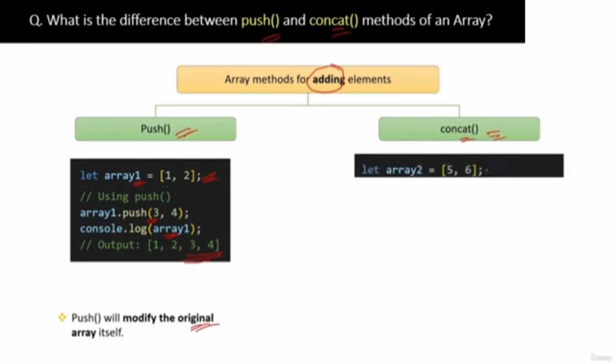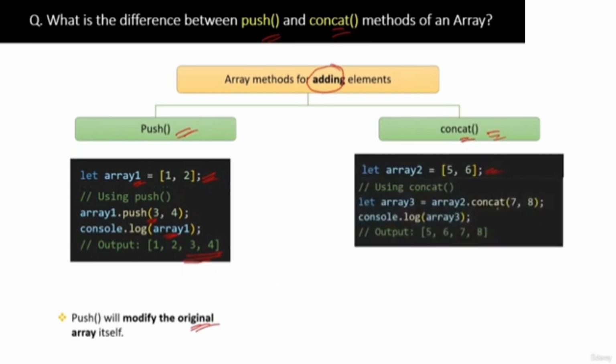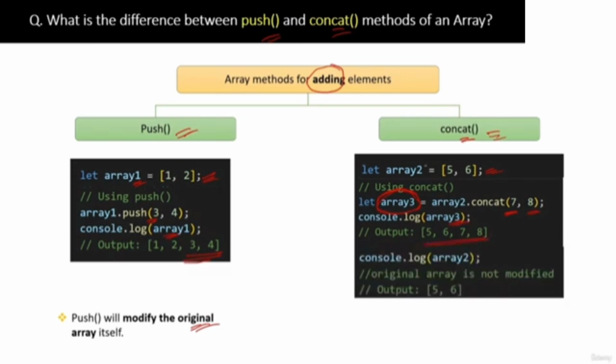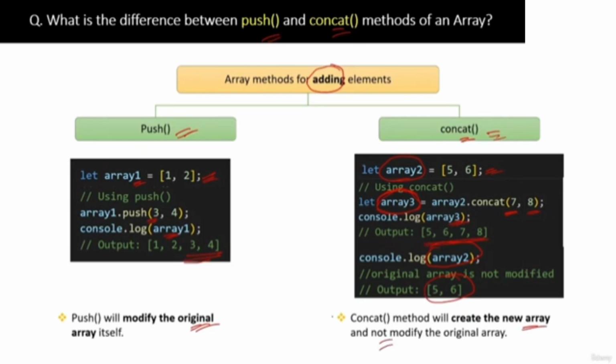If we have an existing array, then we can use the concat method to add new elements to it. But remember, by adding the elements, you are basically creating a new array, which is then assigned to this array 3. So when you log this array 3, it will give you the modified result. That's fine. But if you log the original or old array 2 like this, then the original array is still unchanged and not modified, and that is the difference. The point is that the concat method will create a new array and not modify the original array, whereas the push method will actually modify the original array, right?